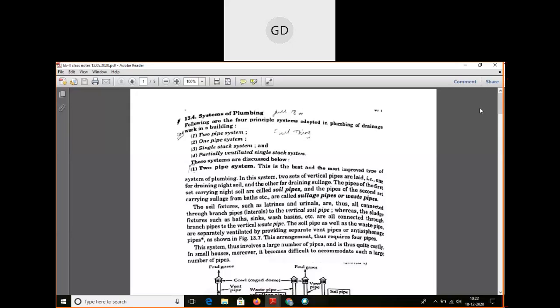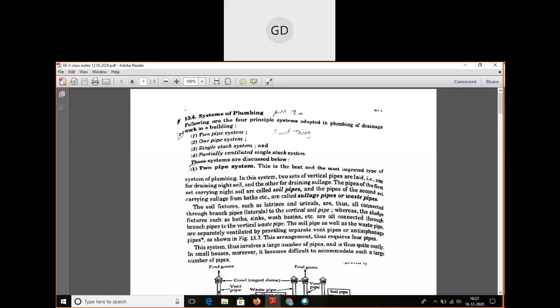So number one is your two pipe system. Number two is one pipe system. Number three is a single stack system. And number four is your partially ventilated single stack system. Okay, so we will be discussing one by one with each of the diagrams. Okay, we have the diagrams also. So number one is your two pipe system.